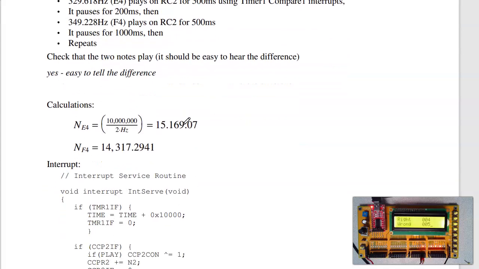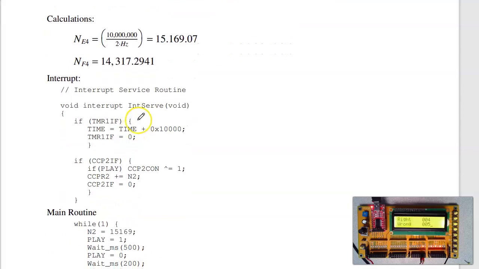So the first part is do the calculations. How many clocks between interrupts at E4 and F4? So here's 15,000, 14,000. With the interrupts, I can have Timer1 Capture 2. Play that on port C pin 1. I'll toggle the note every time, set up the next interrupt, and add 2 clocks.